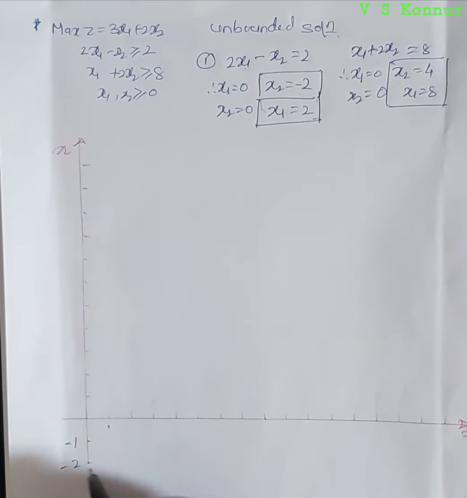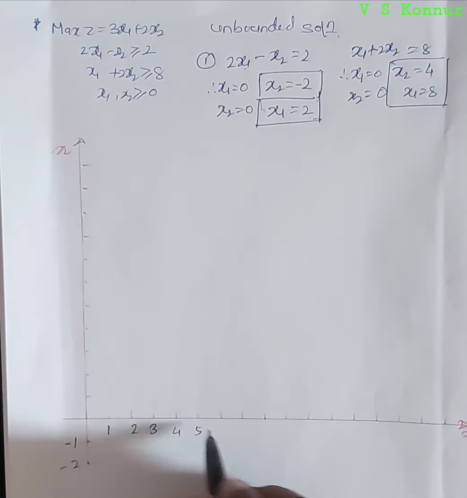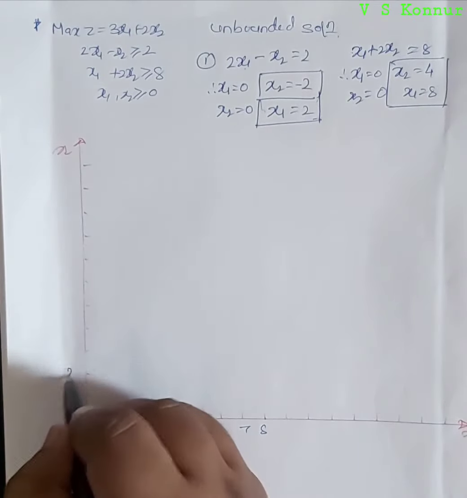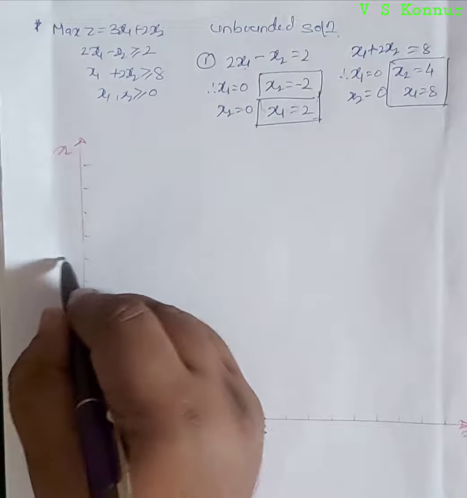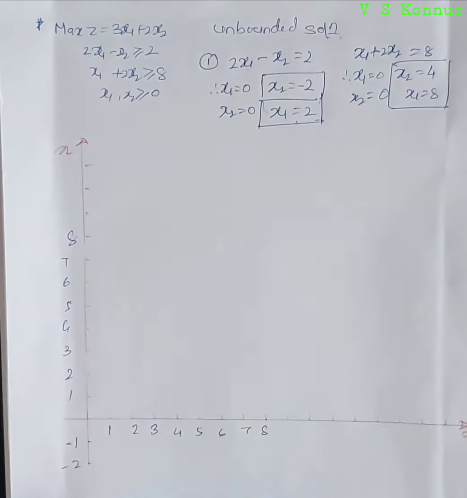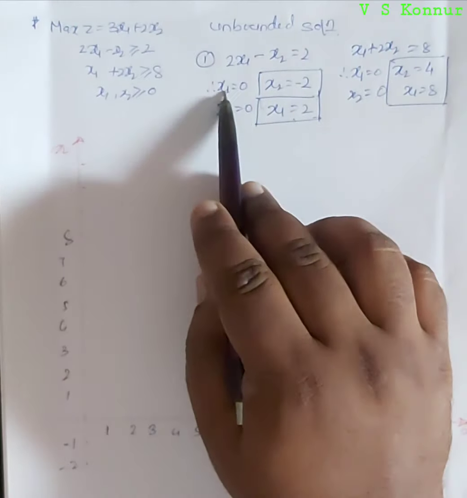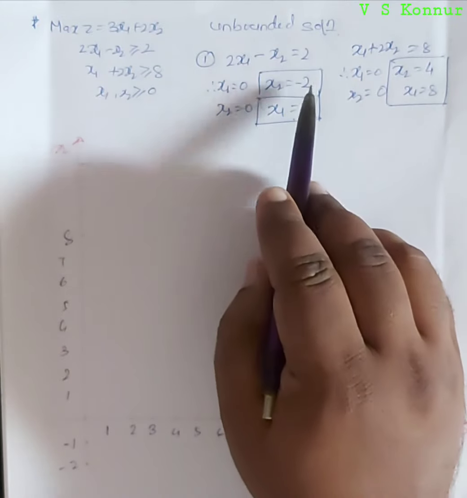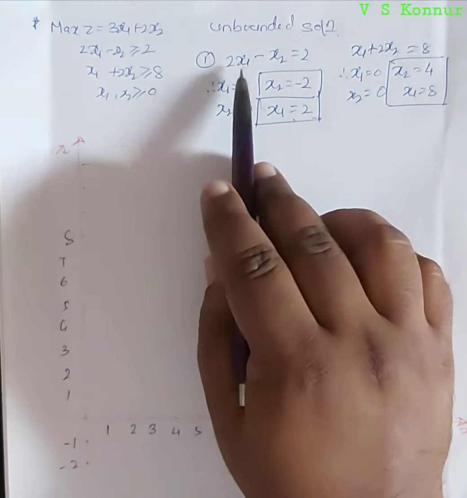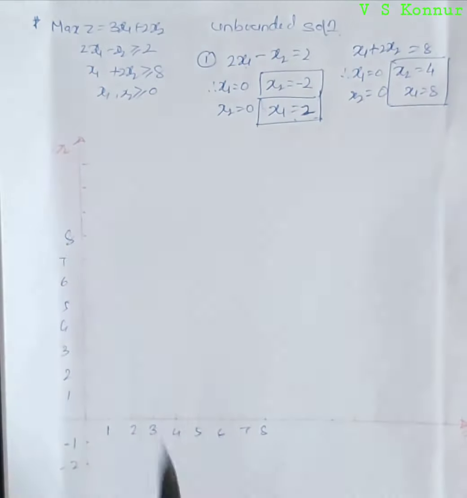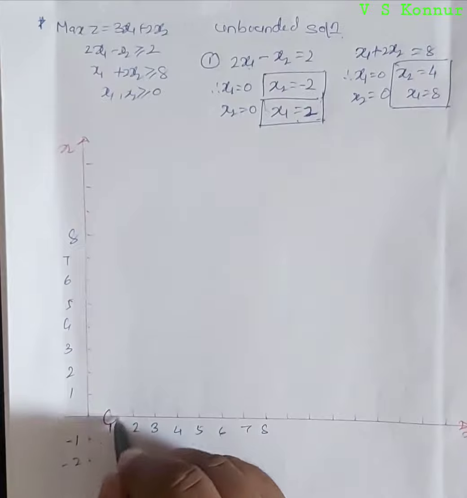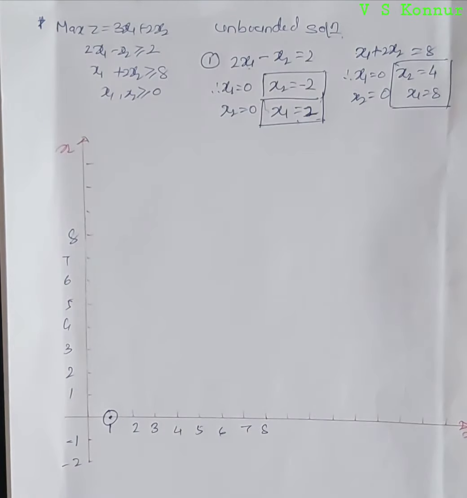This side is minus 1, minus 2, and 1, 2, 3, 4, 5, 6, 7, 8. First equation is 2 and 2. So x1 is equal to 2. Put x1 equal to 0, we get x2 equal to minus 2. Put x2 equal to 0, x1 equal to 1 we will get, not 2. So x1 equal to 1, x2 equal to minus 2.